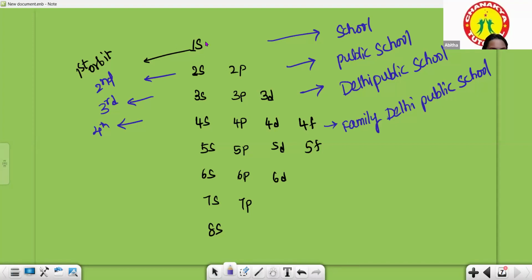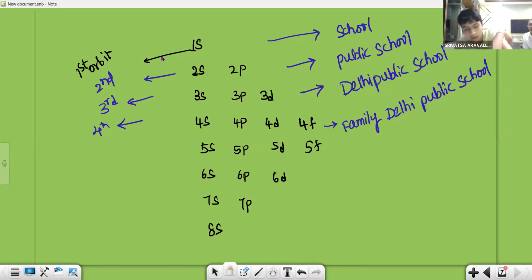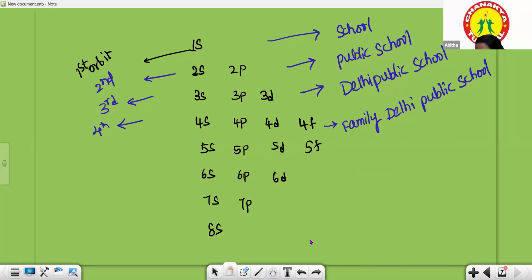So in the first orbit, you can see only one subshell. In the second orbit, you can see two subshells. In the third orbit, three. In the fourth orbit, four. Now, the number of electrons these orbits can fill. Can you tell me in the S subshell how many electrons you can fill? Srivatsa, how many electrons can you fill?